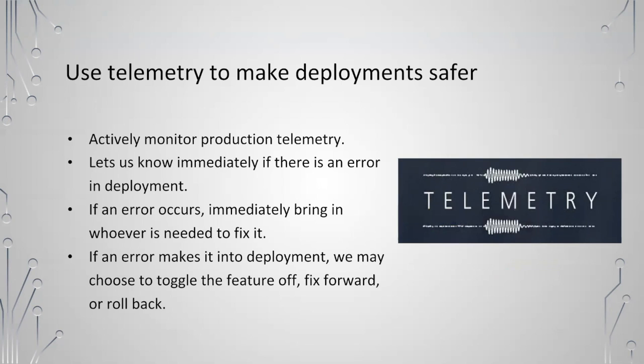So using telemetry to make deployments safer, we need to actively monitor production telemetry, which lets us know immediately if there's an error in deployment. And if an error does happen, then we want to bring in whoever's needed to fix it as fast as possible and get that problem fixed. And if an error does make it all the way through into deployment, there's a few different things we can do to address that. We can toggle the feature off, we could use the fix-forward technique, or we can roll back to an older version.